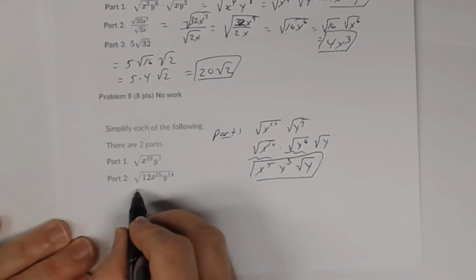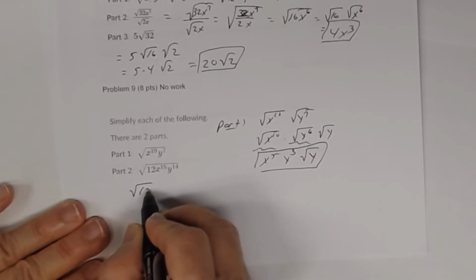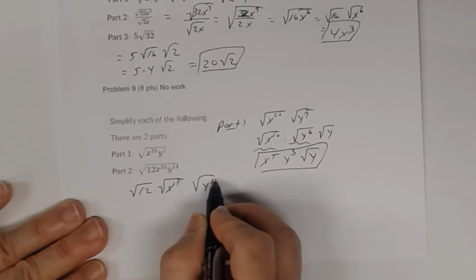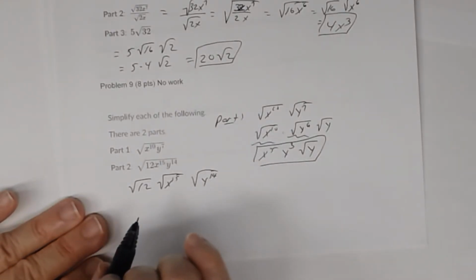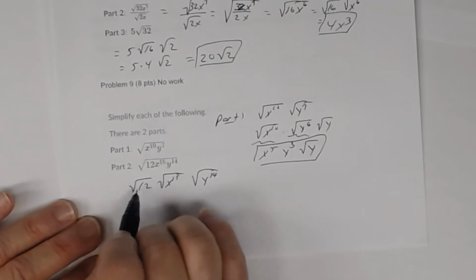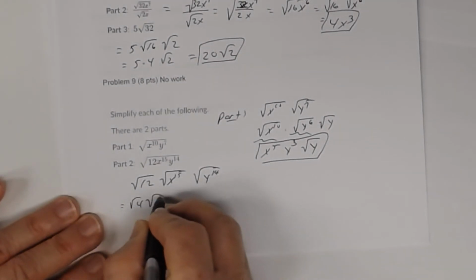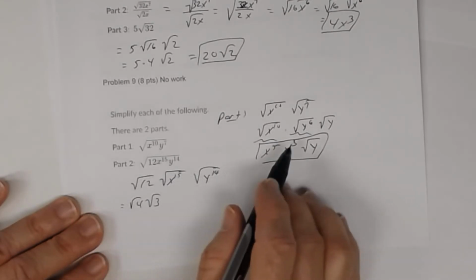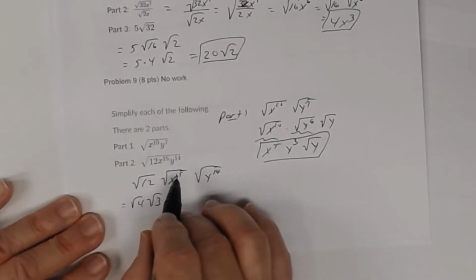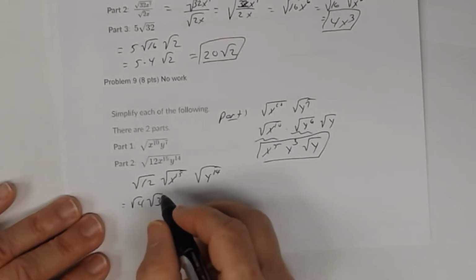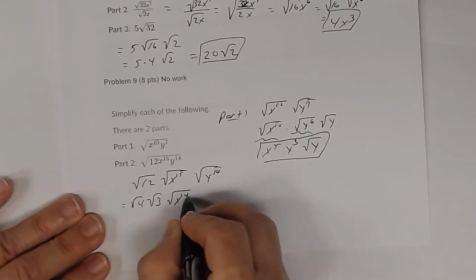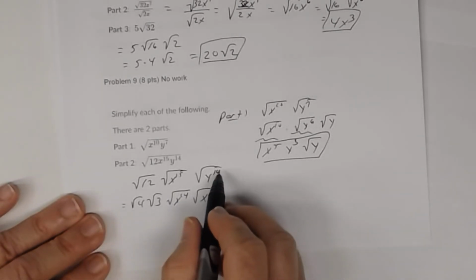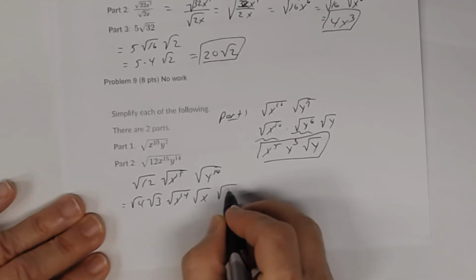In part 2, the same idea. So you're going to say the square root of 12 times the square root of x to the 15th times the square root of y to the 14th. And you're going to use that same approach. The largest perfect square that goes into 12 is 4, so this becomes the square root of 4, square root of 3. 15 is not divisible by 2, so let's think about those just like we did this one. What is the largest whole number less than 15 that's divisible by 2? You can say 14. So it'll be the square root of x to the 14th times the square root of x. 14 plus 1 is 15. And then here, 14 is divisible by 2, so I'm going to leave that as it is.